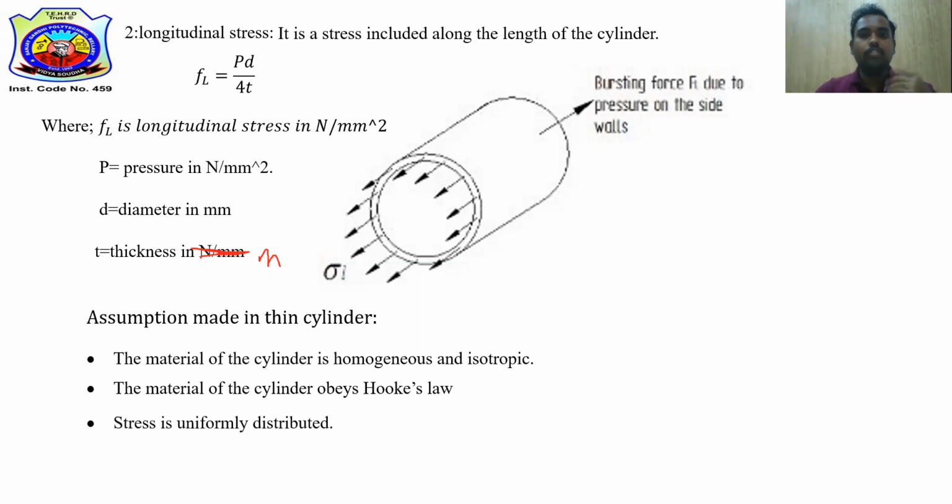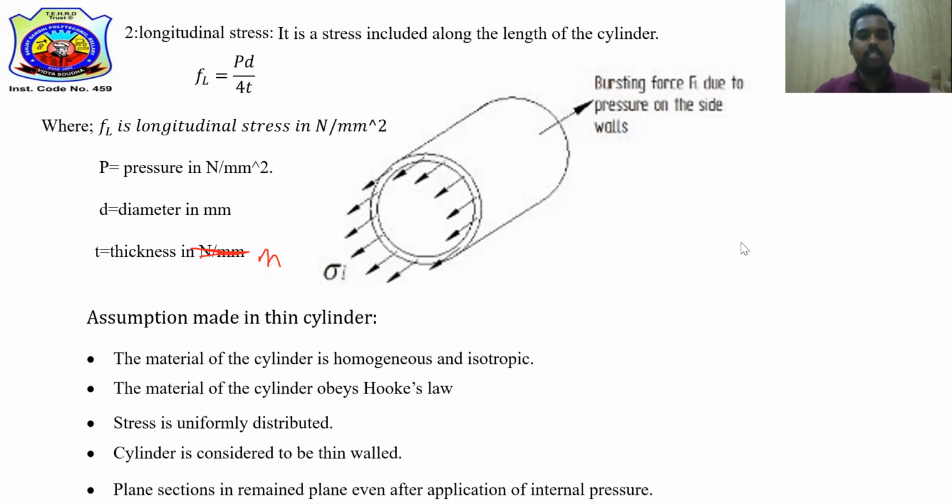Next, stress is uniformly distributed. If I apply a pressure here, stress is induced due to the pressure. That stress is uniformly distributed throughout the cylinder, not concentrated at only one point. The cylinder is considered thin walled because we are dealing with thin cylinders. Next, plane sections remain plane even after application of internal pressure. Students, if I apply a pressure there may be certain changes in shape, but the assumption is that the plane remains plane. It doesn't change its shape.